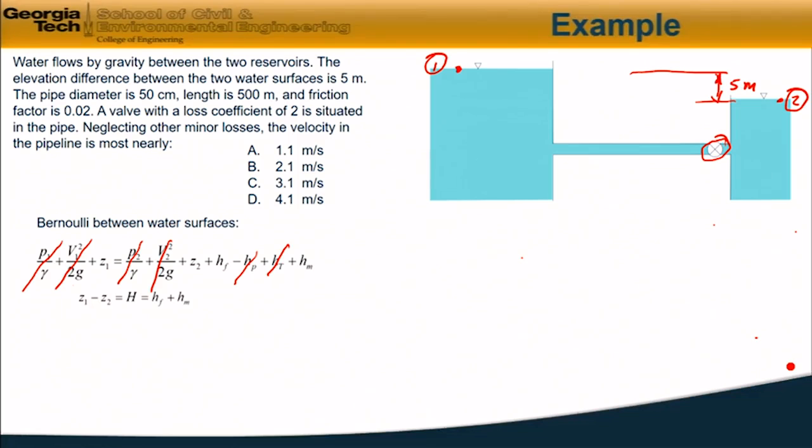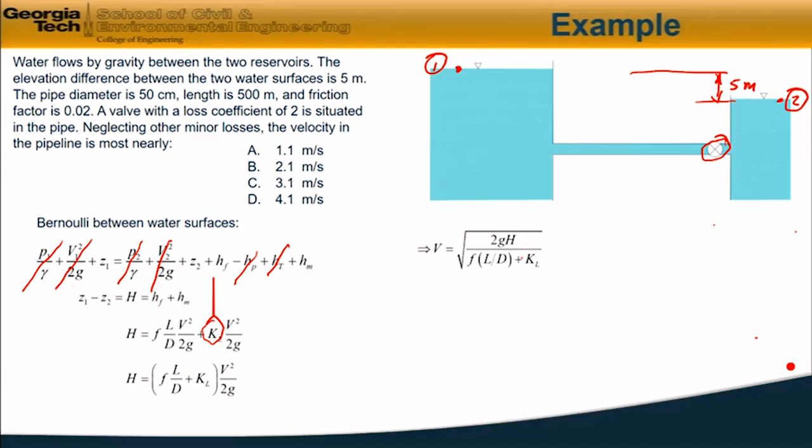So rearranging, we have the elevation difference between the two reservoirs, Z1 minus Z2, which is equal to capital H, is equal to the head loss due to friction plus the minor loss. So substituting the equations, the head loss due to friction is given by the Darcy-Weisbach equation, FL over D times V squared over 2G. The head loss due to the valve is given by the minor loss coefficient KL multiplied by the velocity head V squared over 2G. Or rearranging, we have H is equal to FL over D plus KL, multiplied by V squared over 2G.